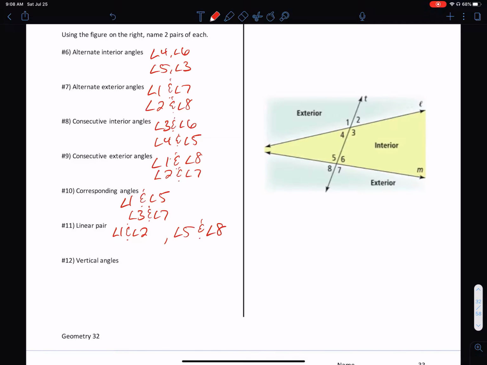Vertical angles. We haven't talked about that in this section. Vertical angles are 2 non-adjacent angles formed by intersecting lines. So angles 2 and 4 are vertical angles, 1 and 3 are, 5 and 7, 6 and 8. I'm supposed to name 2 pairs. So I'll name angles 1 and 3 and angles 6 and 8.